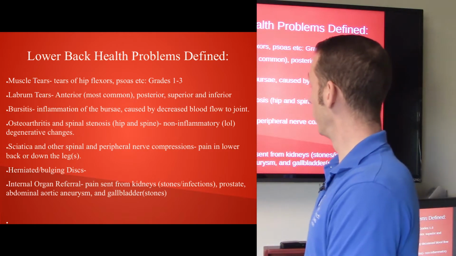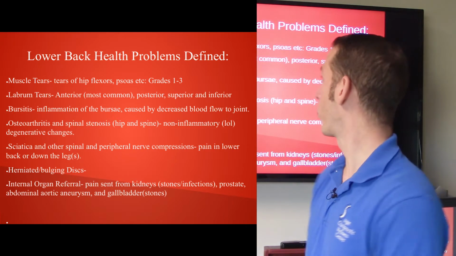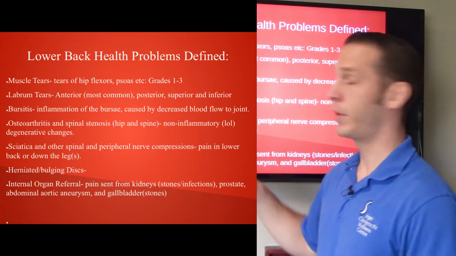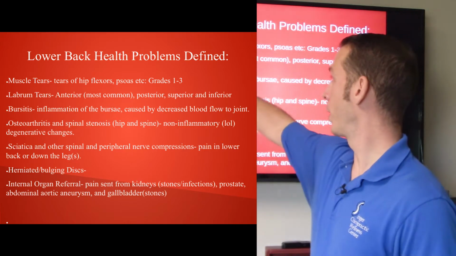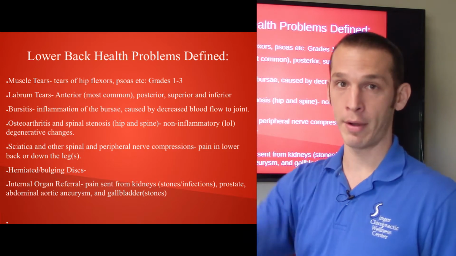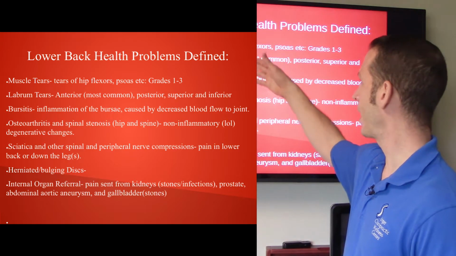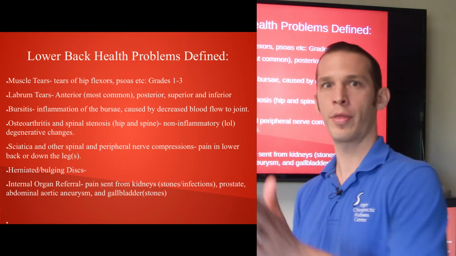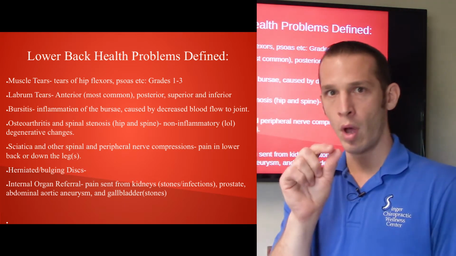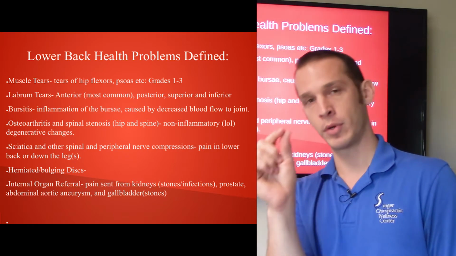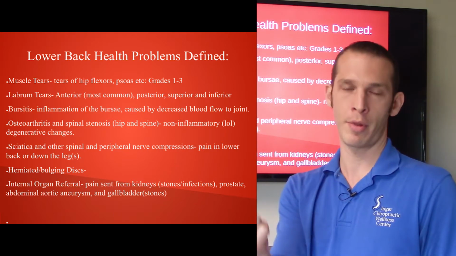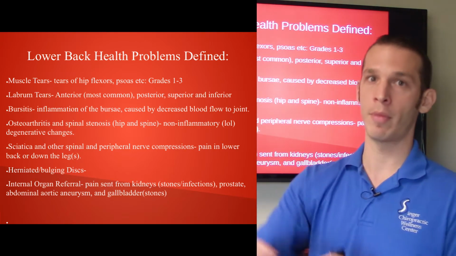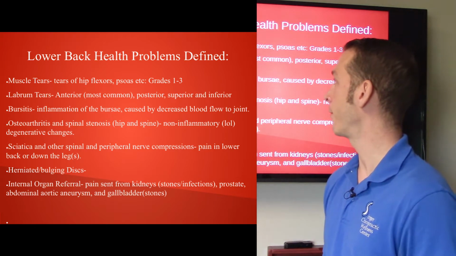All right, so what are some of the lower back problems or health problems that we're going to discuss today? Okay, so these are just general categories. One of them is muscle tears. You could have tears of muscles, including the hip flexors, the psoas. Those are broken up into categories, grades 1 through 3. Number 1 is a very small tear, number 2 is a larger tear, and number 3 is a complete separation of the muscle from the bone. So the muscle gets kind of split in half.